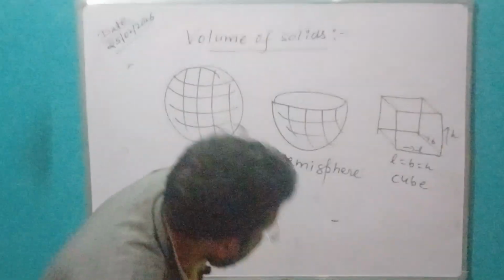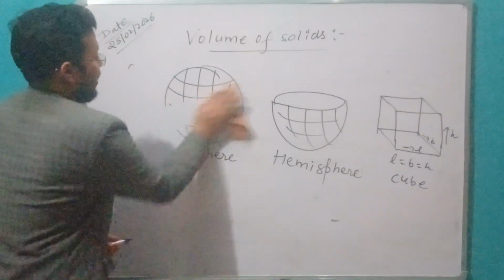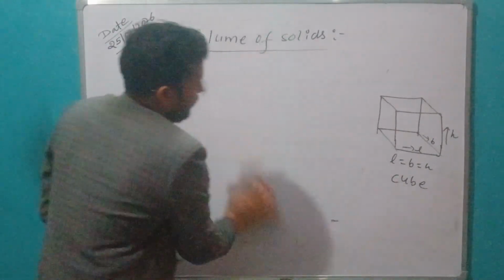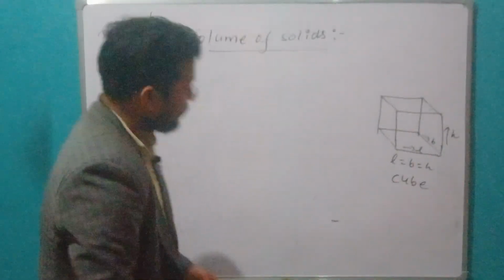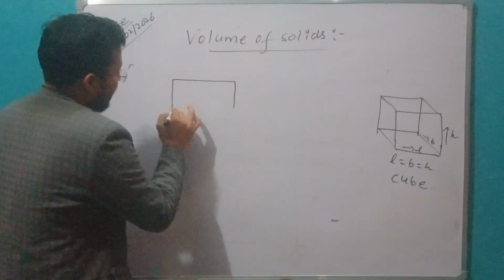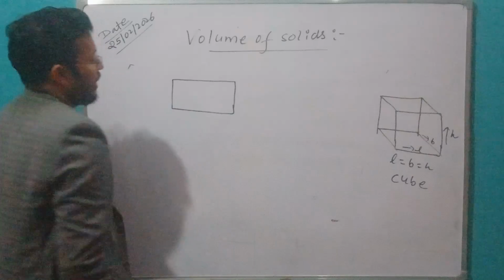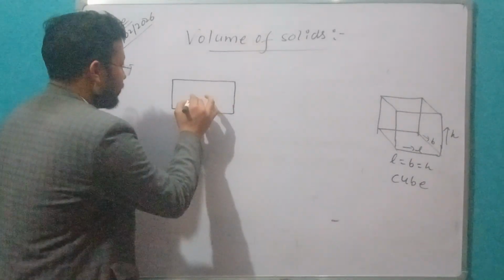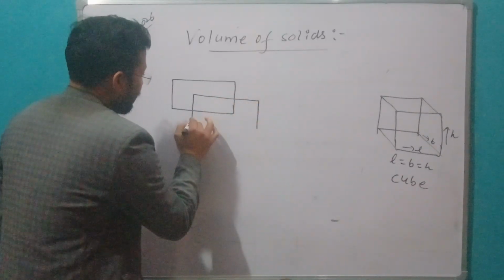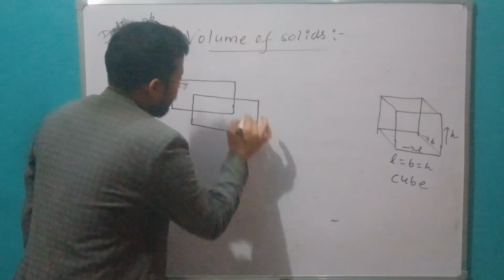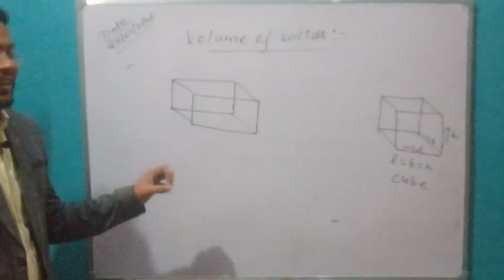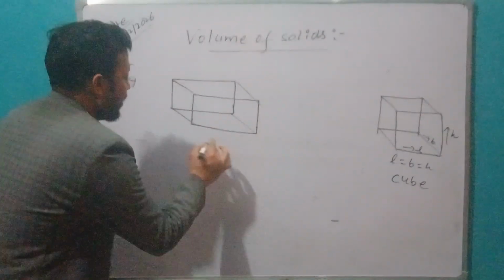You also see the figure here. First of all, I erase this figure because I have no space on the board. You also see this figure. This is just like a rectangle in which the length is not equal to the breadth. This is also a 3D figure. The name of this figure is the cuboid.